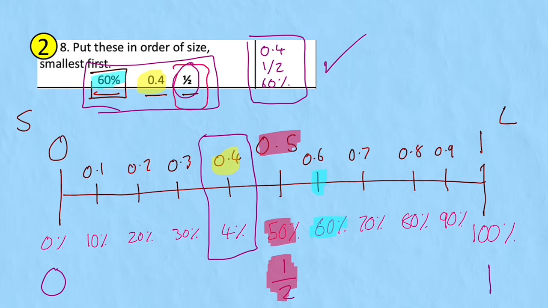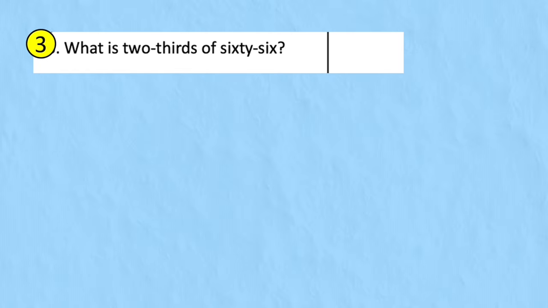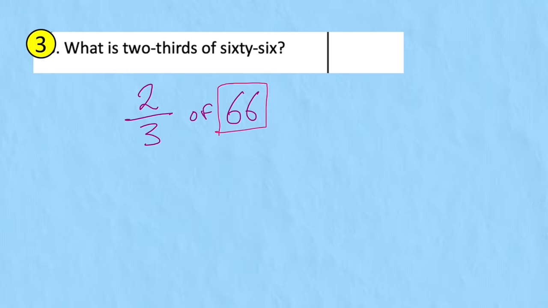Tick, correct. Question 3, what is 2/3 of 66? So we have a fractions of amount question. So again, it's written in words, let's write it in numbers. 2/3 of 66. So what this is basically saying is that I have 66 something and I'm trying to find this fraction of it. 2/3 is a fraction of the whole 66. So my answer must be less than 66.